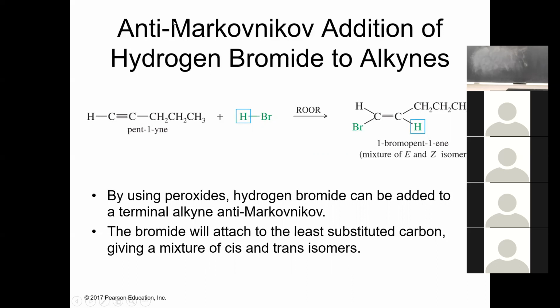Here we have pent-1-yne, which is a terminal alkyne, and HBr will add in anti-Markovnikov fashion. Okay, and it's not stereoselective, so we'll get both E and Z isomers here.